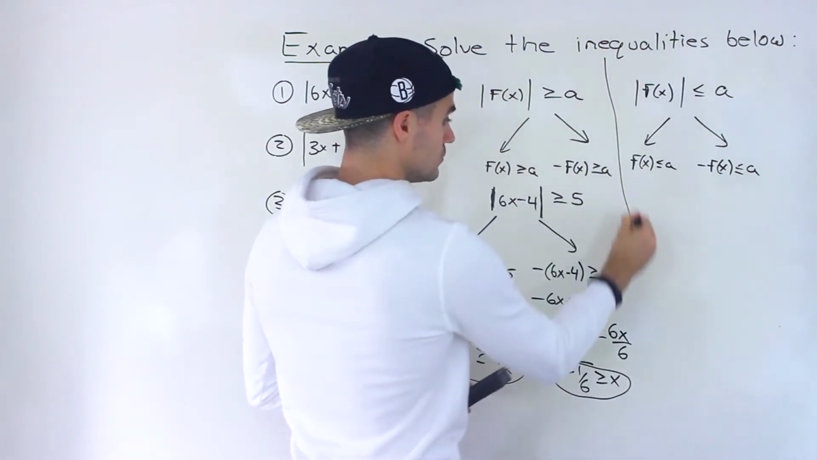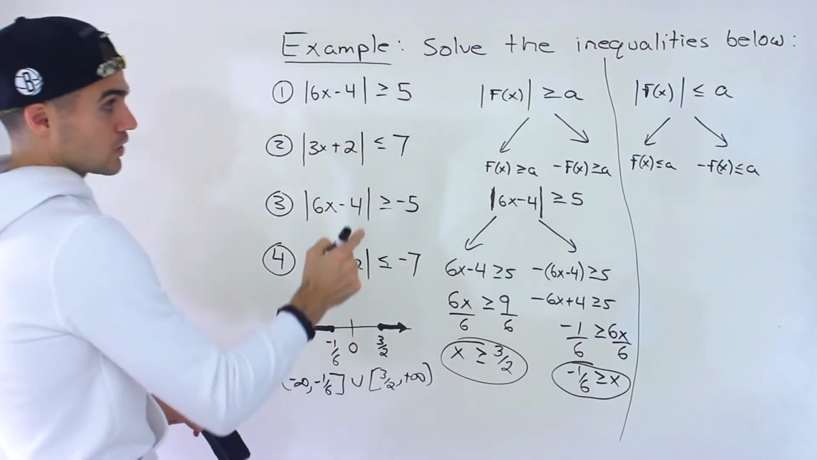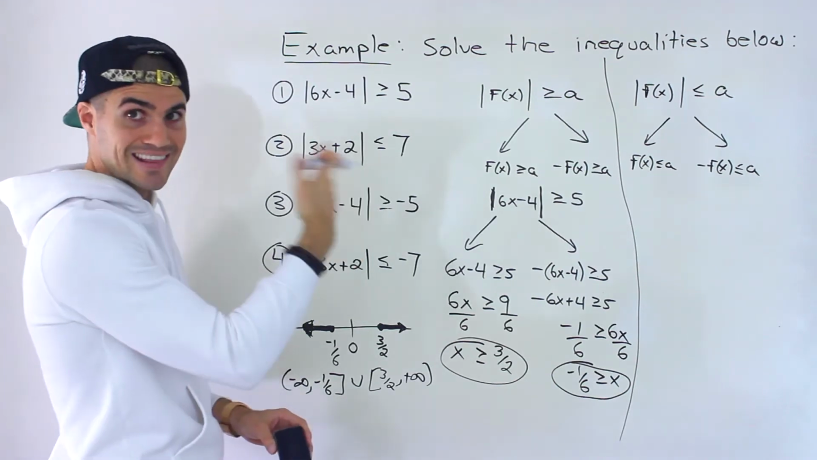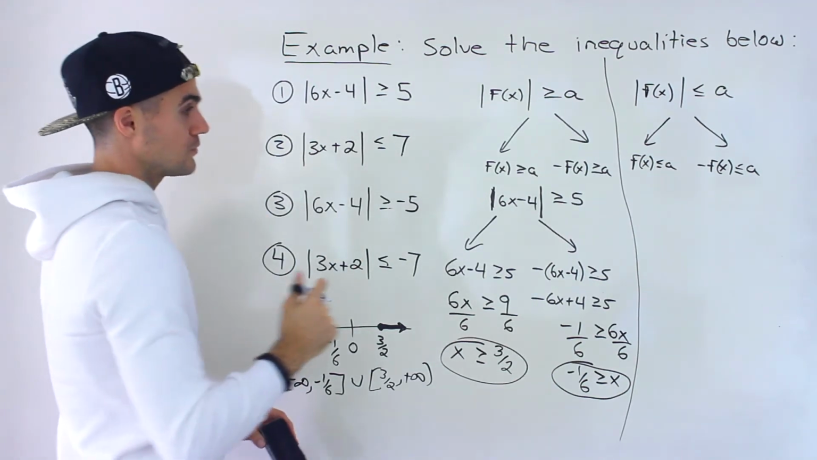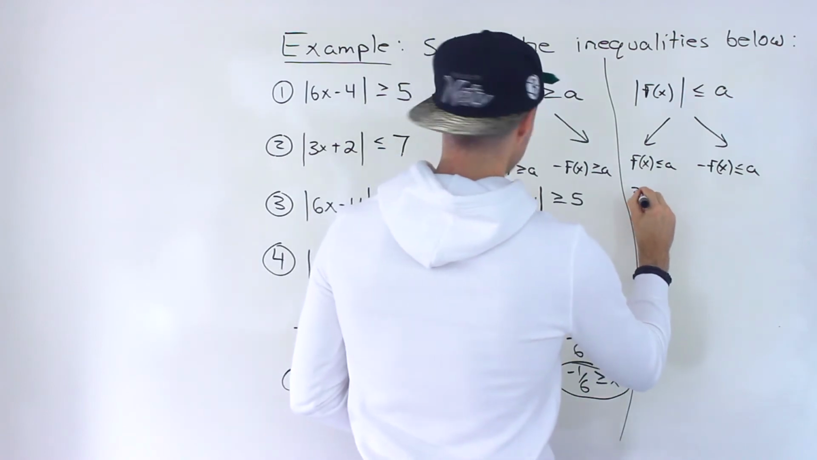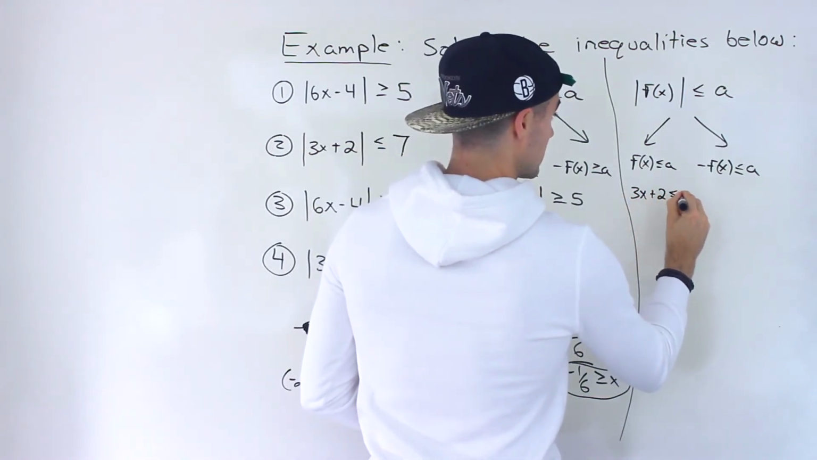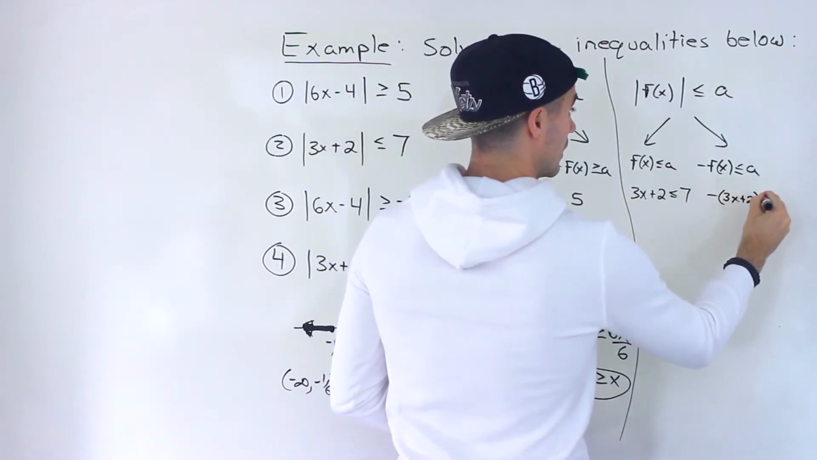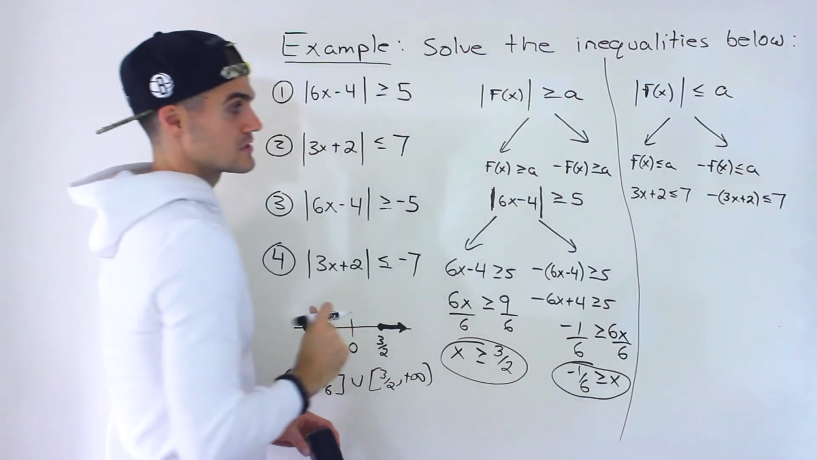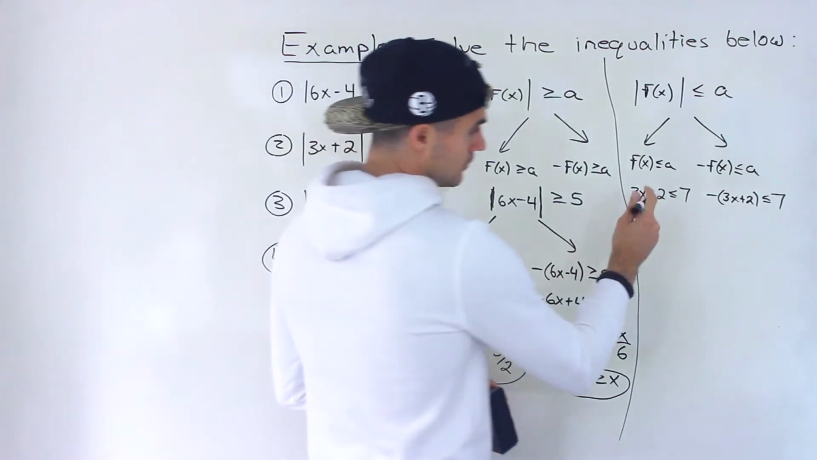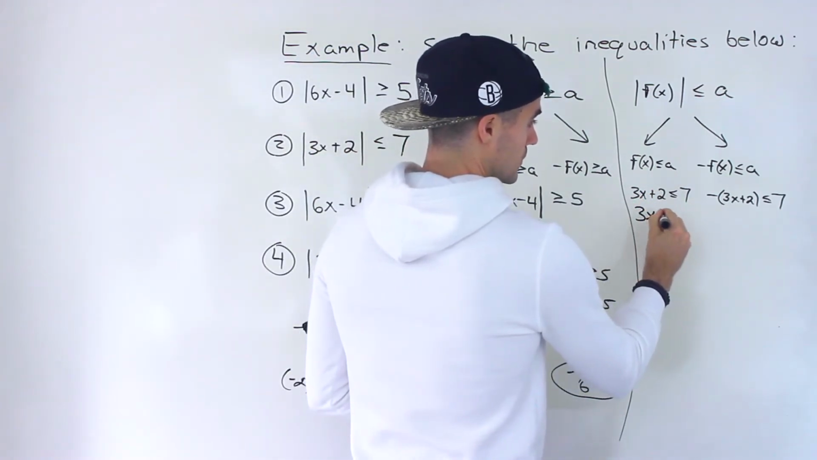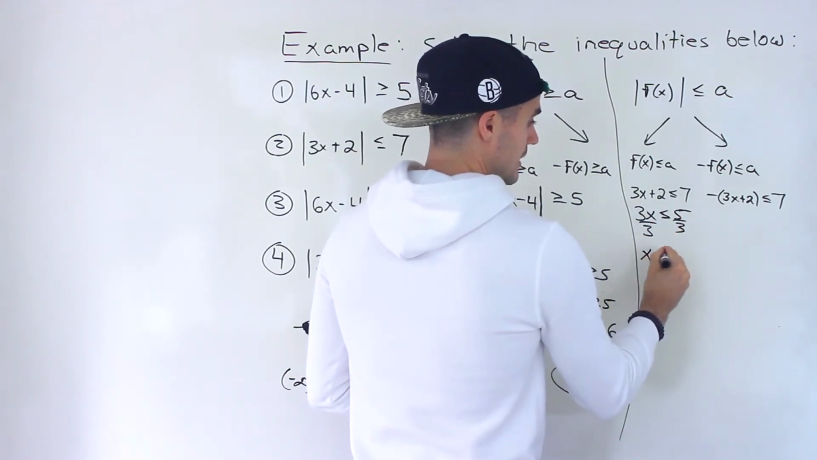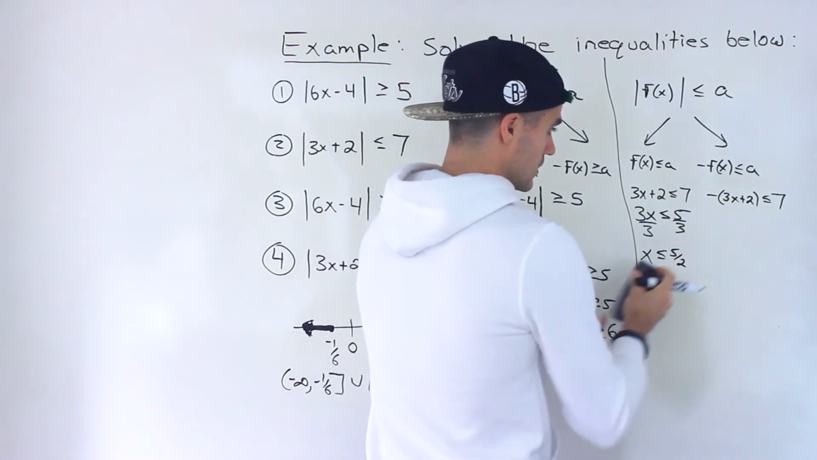Now with number 2, what's going to happen is it's going to be this case right here, because notice we have the absolute value of a function is less than or equal to 7. So what we would do, we have to find out when is that function less than or equal to 7, or when is the negative of that function less than or equal to 7. And so if you work on solving them, what would happen is you bring the 2 over, so we'd have 3x is less than or equal to 5, divide both sides by 3. So x is less than or equal to 5 over 3. 3, sorry.